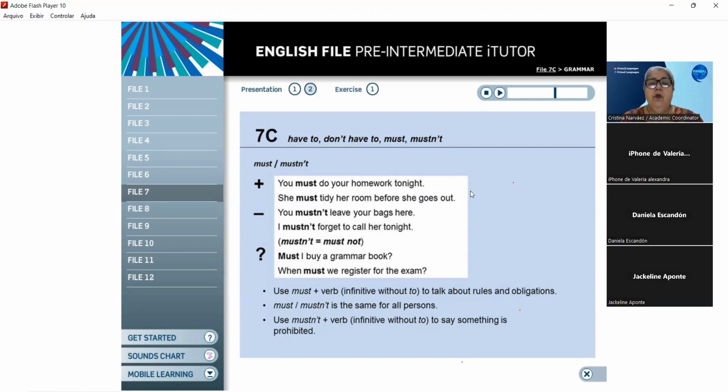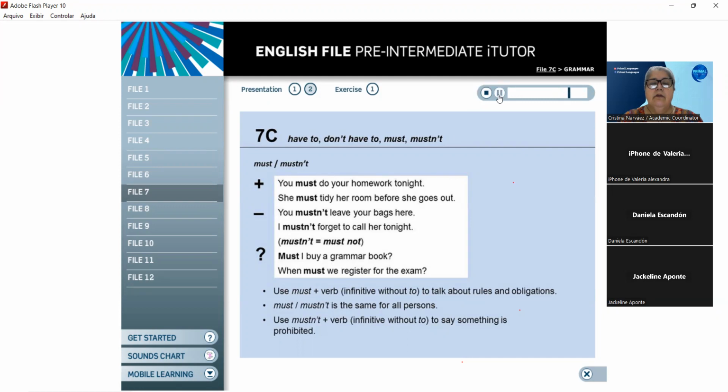Okay. And for questions, we have must, and must and mustn't are the same for all persons. It's a modal verb. So there is no adding s for he, she, it. No. All of them are the same. I must, you must, everyone must. Okay. And Must I buy a grammar book? Please repeat. Must I buy a grammar book?